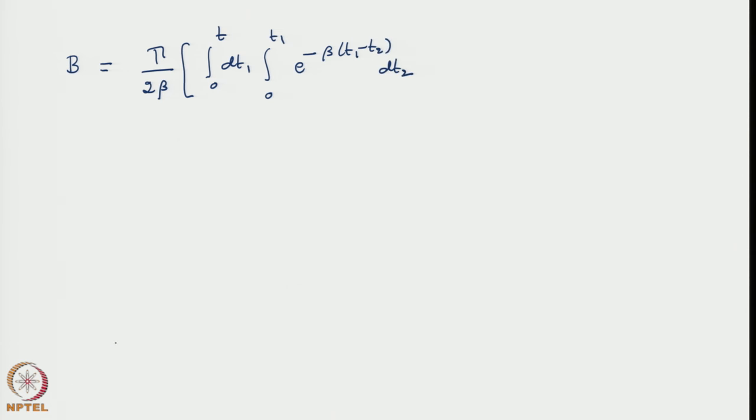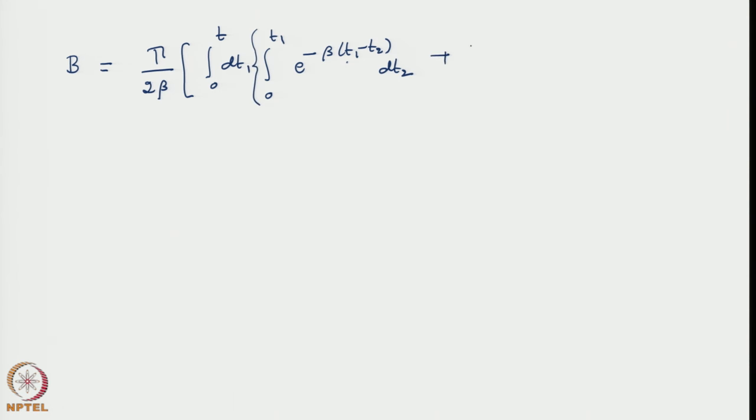So, with that, let us write the B term as gamma by 2 beta. Then integration from 0 to t dt1, let us keep out, and that t2 integral, I will first evaluate up to t1, then e to the power minus, it will be t1 minus t2, because my t2 is now running all less than t1. This integral is all t2 less than t1, it is always beta t1 minus t2.